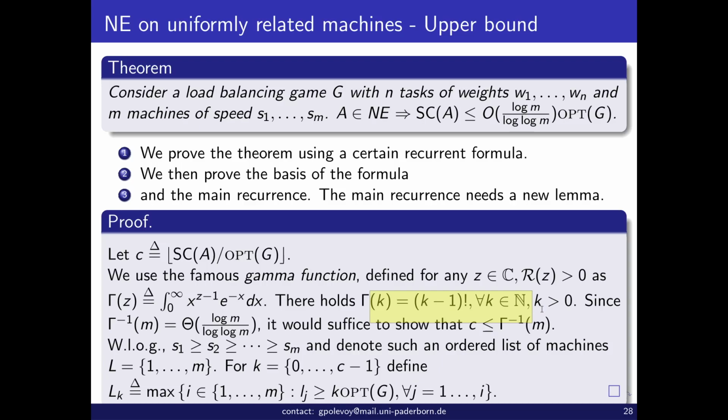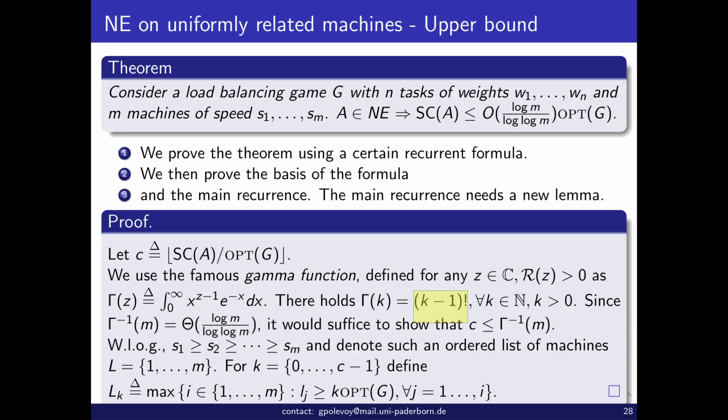Let's go back. We just defined this ratio between the social cost of this equilibrium and the optimum. That's what we need to bound. Now we use the famous gamma function, which is defined for all the complex numbers with a positive real part as this integral, and it's known that for any positive integer k, gamma of k is equal to the factorial of k minus 1. The factorial of any non-negative integer is defined as I just told you: 0 factorial is by definition 1, and then it's the product of all the integer numbers between 1 and that number. So that's something we have at our disposal, like in our toolbox.